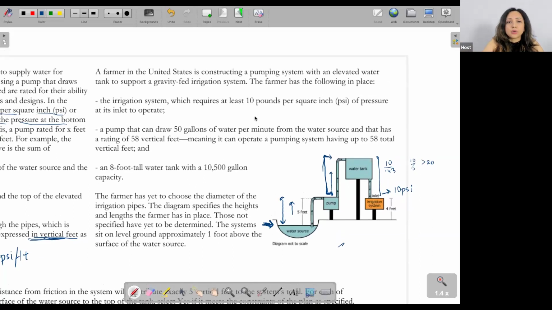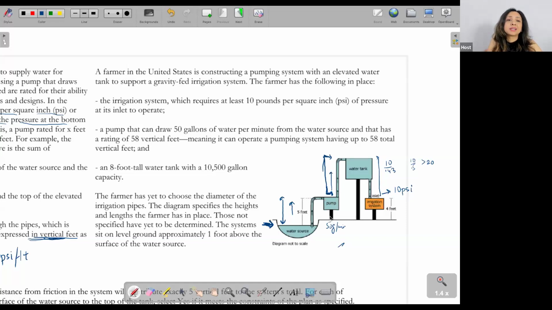All right. Now, a pump that can draw 50 gallons of water per minute. So this pump can draw 50 gallons per minute. And that is why I said that I would make a diagram of my own, because I would want to put this data inside over here, but there's no space, so I'm not going to do that. Otherwise, it just makes everything really clear. I don't need to make it blue, I don't need to write pump inside over here, and everything becomes much clearer. In any case, now, from the source, it has a rating of 58 vertical feet, meaning it can operate a pumping system having up to 58 total vertical feet.